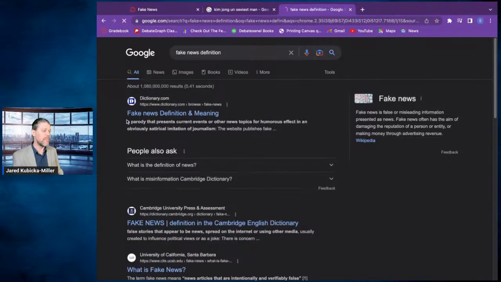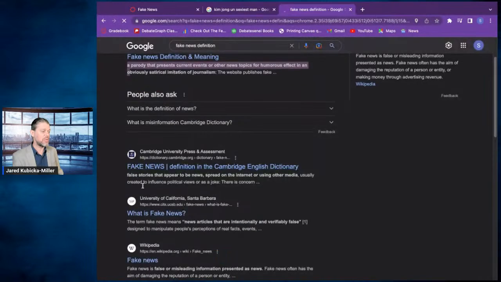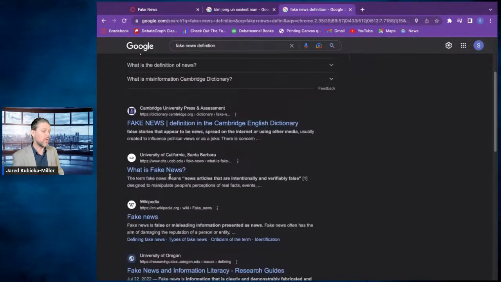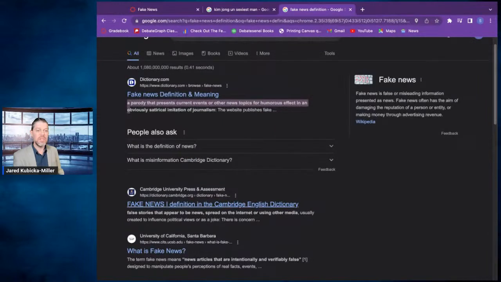The top result from dictionary.com is a parody that represents current events, whereas Cambridge University says false stories that appear to be news. And then there is UC Santa Barbara, which says news articles that are intentionally and verifiably false. These are not the same definition. You can't give all of these definitions and then say, hey, you sort it out.